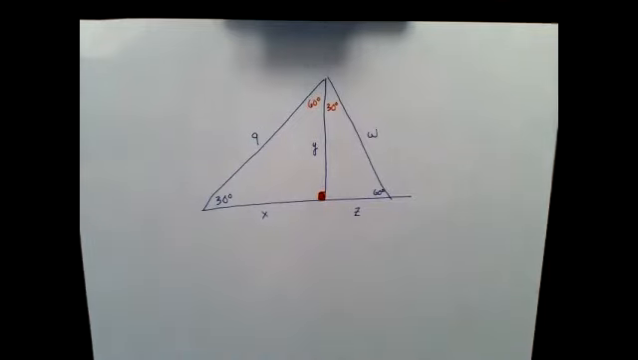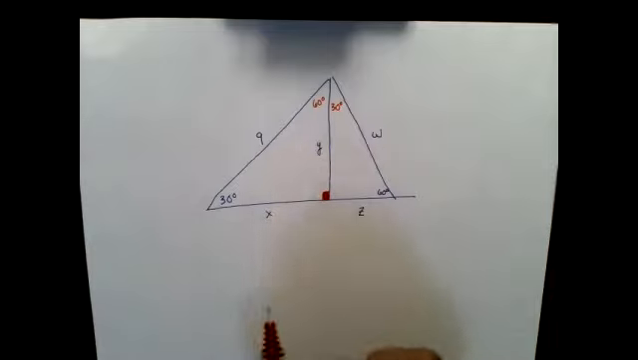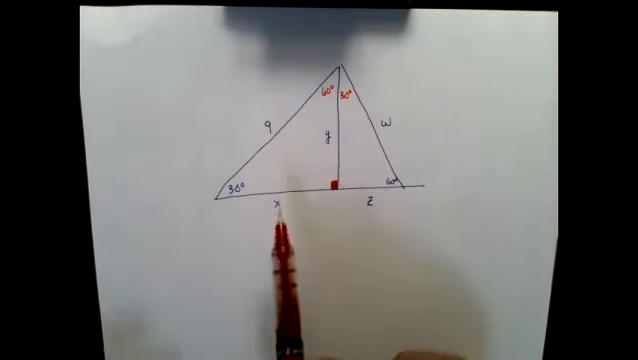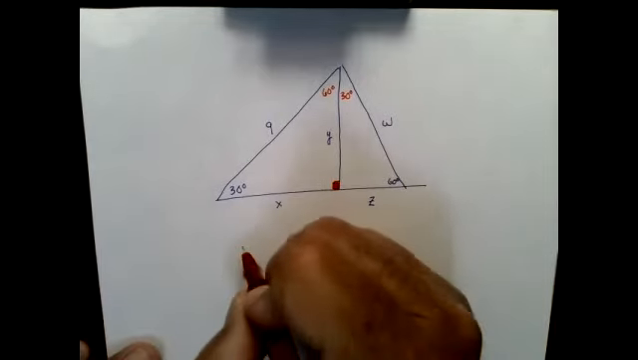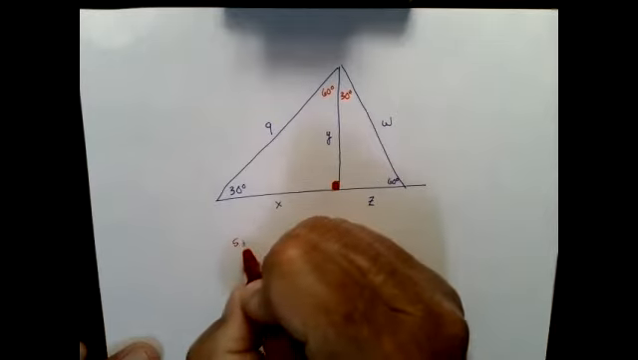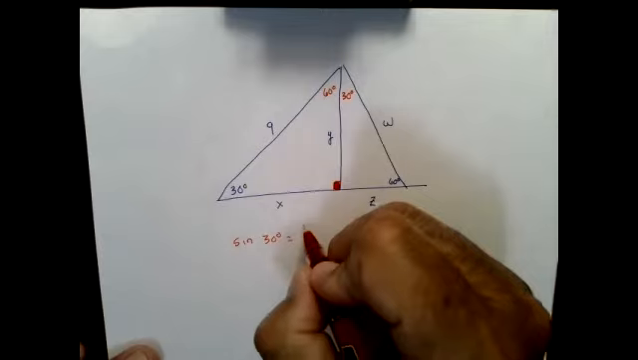Okay, so let's take a look at the first triangle. I have X, Y, and Z. And oh boy, what do I know? Well, I do know this. This is the opposite, right? So the sine of 30 degrees equals Y over 9.